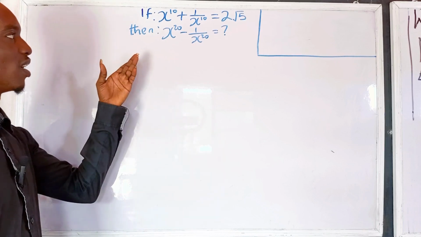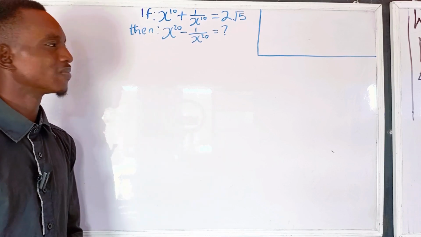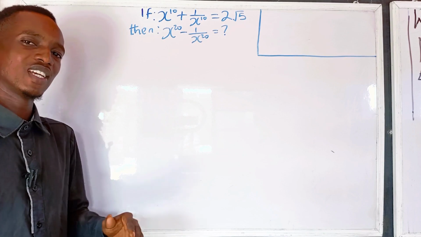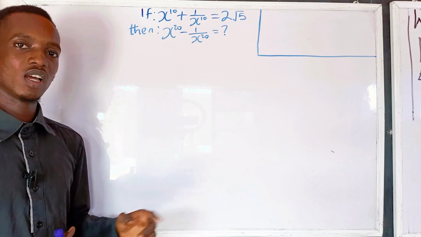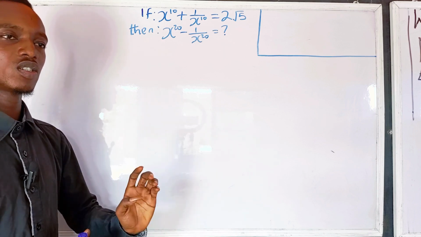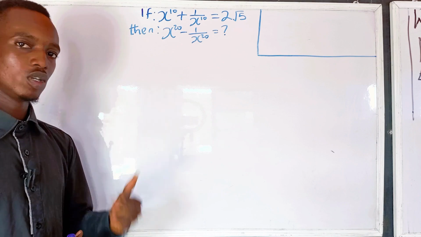Can you solve this Olympiad math question? Now, it looks kind of complex, but it's actually very, very simple. In fact, this question you're seeing on the board, we're going to solve it using just normal substitution.